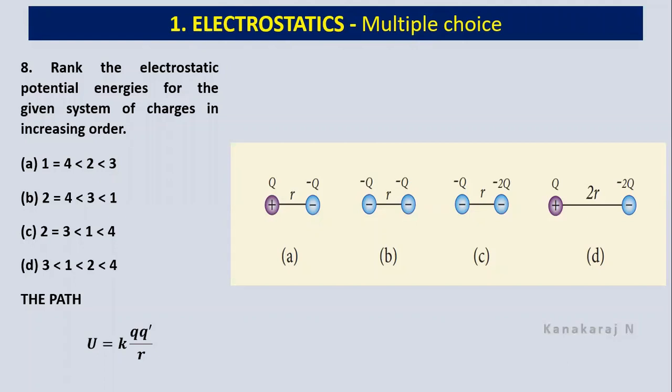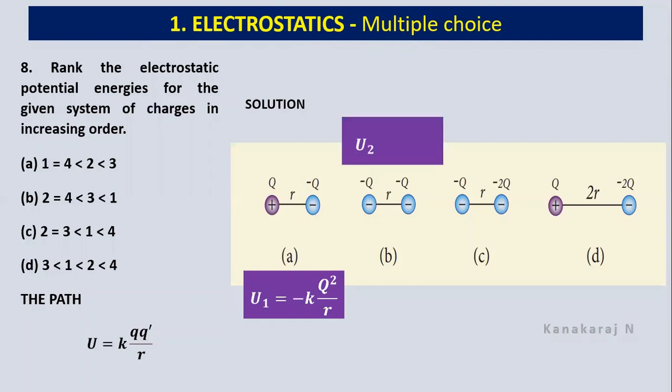Now we have to work on this formula for each system. In the first system, the product of charges is minus Q square. So the potential energy for the first system, epsilon 1, equals minus K Q square by R. Let us go for the second system. Here, minus Q into minus Q will become plus Q square. So the potential energy of the second system is K Q square by R.